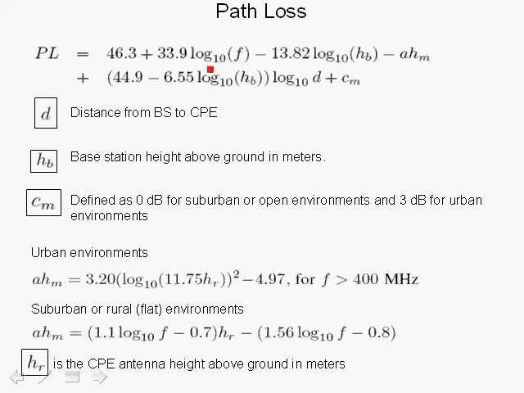Now the path loss depends on frequency as shown over here, so the higher the frequency, the more the path loss. It depends on h of b, which is the base station height above ground in meters, so the higher the base station antenna, the less the path loss. It depends indirectly on the height of the mobile station antenna or the CPE antenna through the parameter a h of m. It also depends on the distance shown over here. So d is the distance from the base station to the CPE, and cm is defined to be 0 dB for suburban and open environments, and you add 3 dB of loss for urban environments due to more scattering and more obstruction.